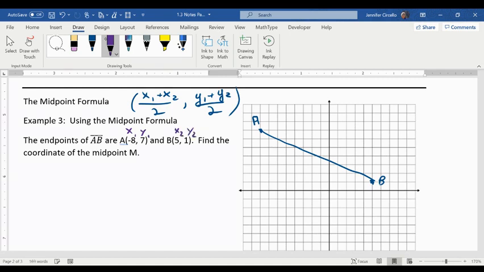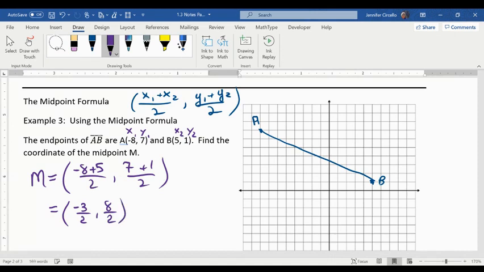So our midpoint will be at negative 8 plus 5 for our 2 x's over 2. And for the 2 y's, we're going to do 7 plus 1 over 2. So to simplify this, the top of the fractions is where you're going to start. Negative 8 plus 5 is negative 3. And 7 plus 1 is 8.